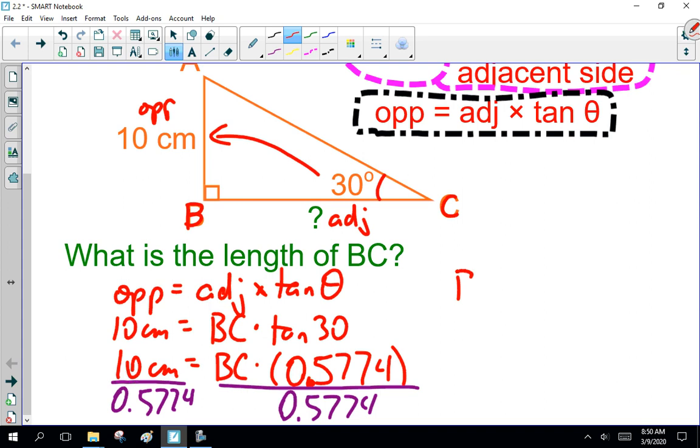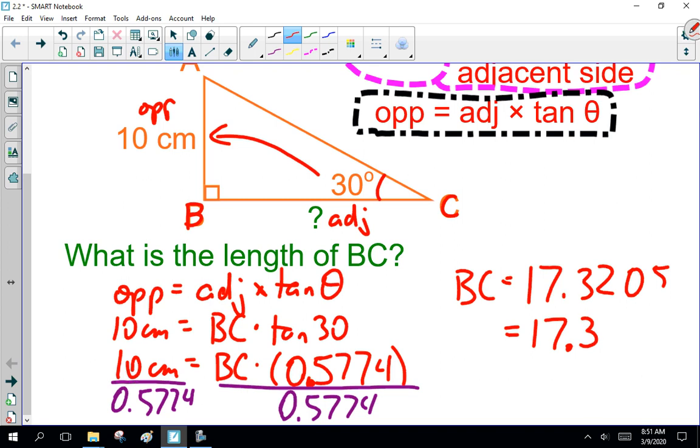So BC is 10 divided by the answer. Do not go 0.5774, Mr. Calculator will remember the 6 or 8 or 10 decimals, 17.3205. Let's round that off to 1 decimal place. So from here on in, let's go to 1 decimal place. So that is 17.3. All right? So far, so good?